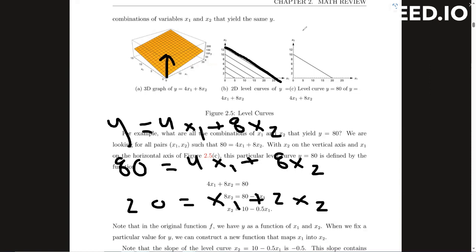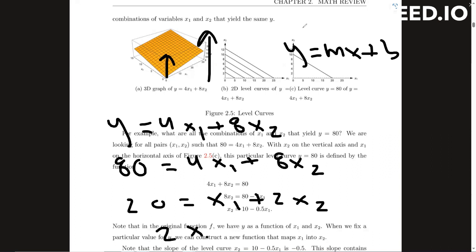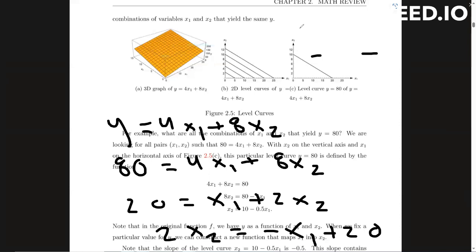We want it as y equals mx plus b. You could write it backwards with x, but we want it to equal the vertical axis there. That would mean that we're solving for x2. So we have 2x2 equals negative x1 plus 20. Do we have it there? Divide everything by 2.